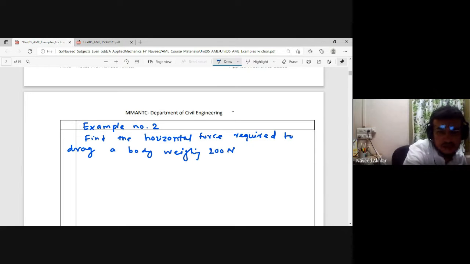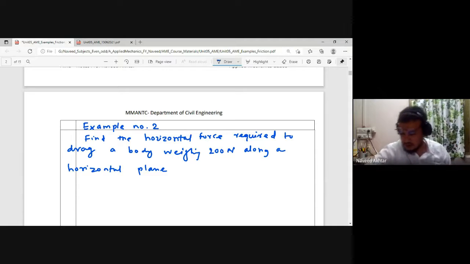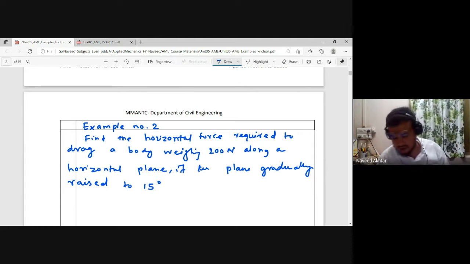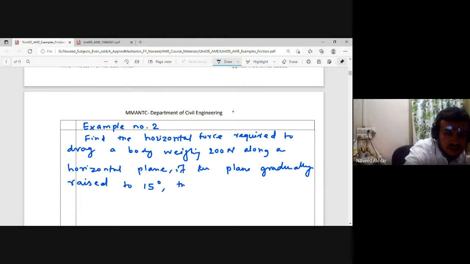along a horizontal plane. If the plane is gradually raised to 15 degrees, यानी certain inclination we are giving, the body will begin to slide down.